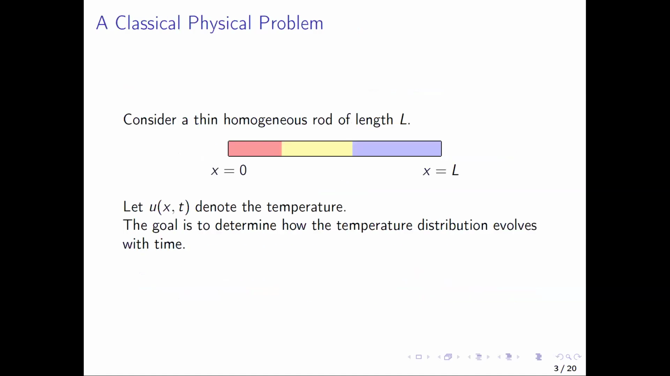In the classical heat equation problem, you consider a thin homogeneous rod of length L. As you see, the length is L for our rod. It's thin and homogeneous. Of course, there are some complicated problems to analyze. What if it is not homogeneous? What if it's not thin, but bigger? In this case, we denote the temperature by u(x,t).